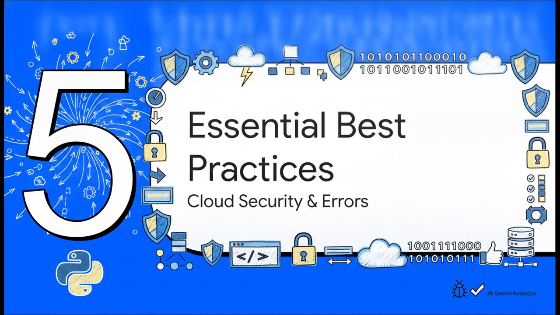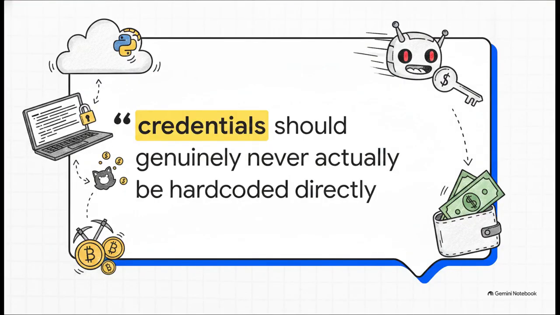But hey, before you rush off to build the next tech unicorn, we absolutely need to review Section 5, Essential Cloud Best Practices, specifically focusing on cloud security and handling errors. I really want you to let this quote sink in for a second. Sensitive credentials should genuinely never, ever be hard-coded directly within your source code. If you accidentally upload a script to GitHub with your AWS access keys typed right there into the code, I promise you, malicious bots will find it in seconds. They'll use your account to mine cryptocurrency, and you're going to wake up to an AWS bill for tens of thousands of dollars. No joke.